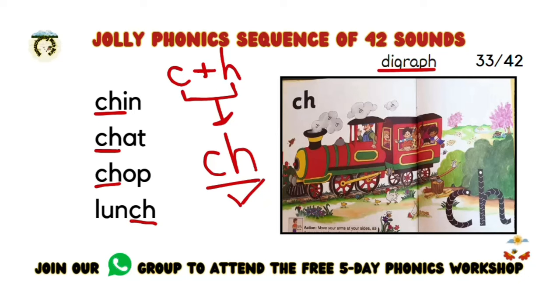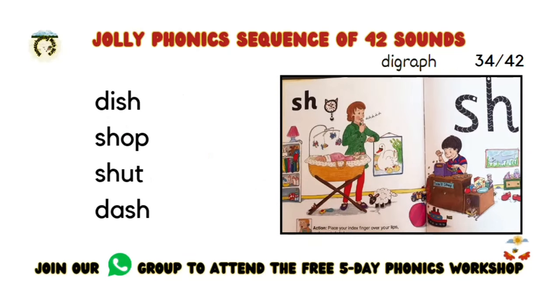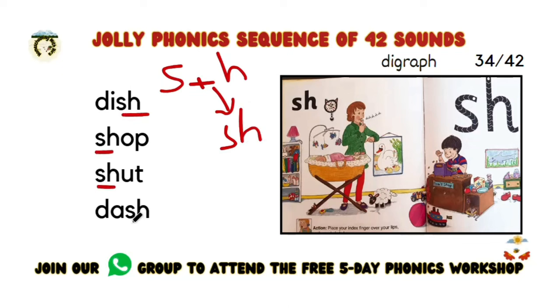Next we have the SH digraph. It is also a digraph because in this, S and H have lost their sounds and they have made a new sound that is SH, as in dish, shop, shut, and dash.